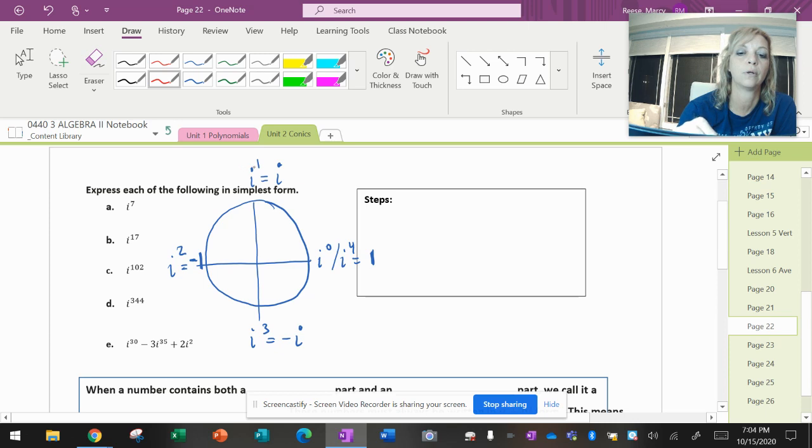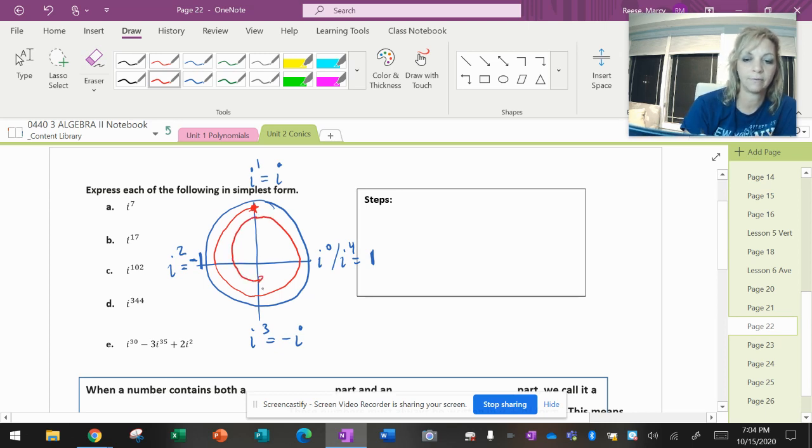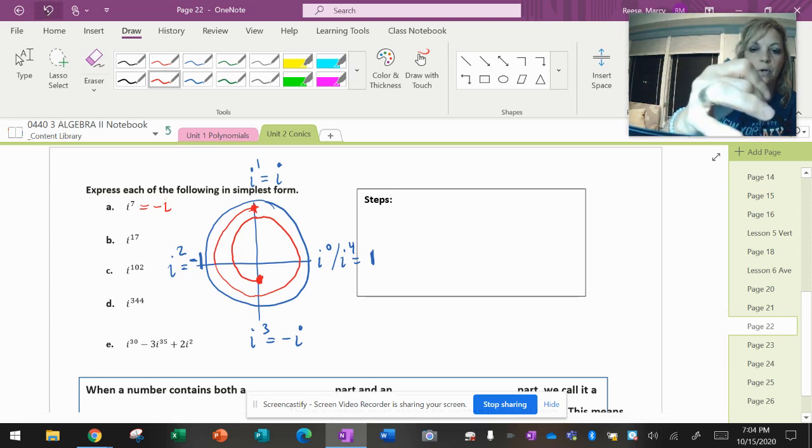So you're going to watch the board. I'm going to start here, and watch me with the red. I'm going to go i to the 1st, 2nd, 3rd, 4th, 5th, 6th, 7th. So i to the 7th lands right here, which means it's equivalent to i to the 3rd, which is negative i. Okay, take a minute. Now I'm going to erase this, get rid of that red mark. There we go.